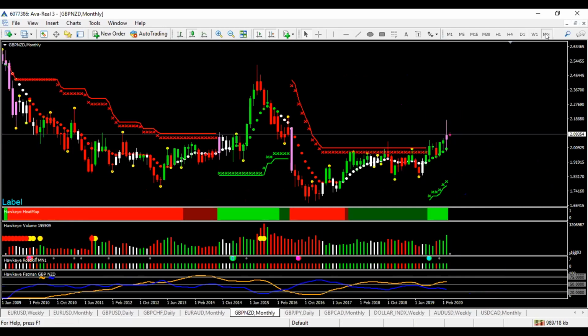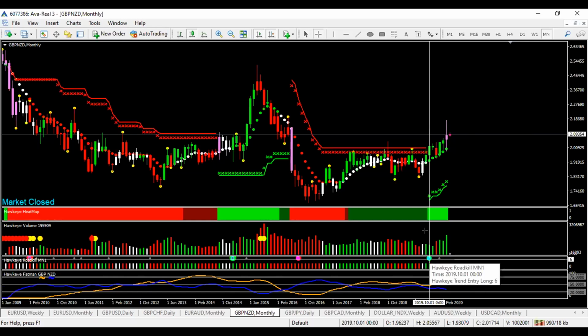Okay, let's start on the daily time frame. Sorry, the monthly time frame. So on the monthly, we clearly see GBP being in strength and NZD in weakness, and we also see the Hawkeye roadkill entry. It's actually signaling us to go long right now.